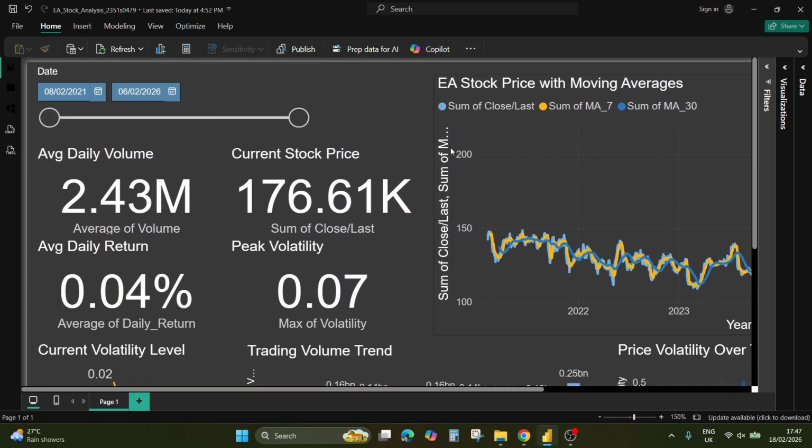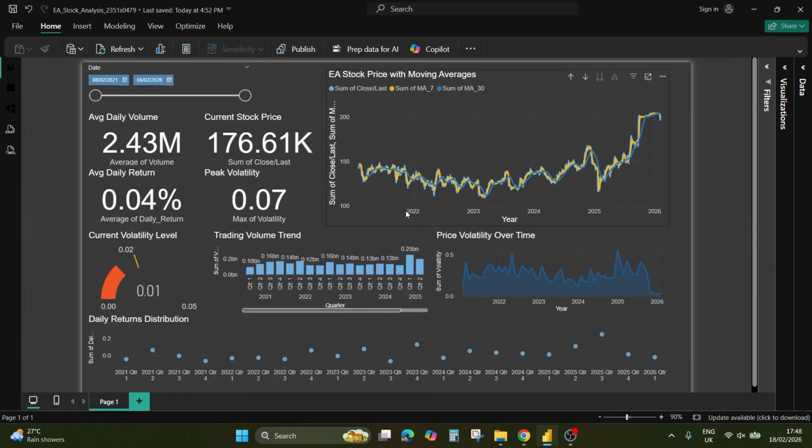The date slicer enables interactive filtering for financial analysts who want to examine specific periods, like around a major game release or earnings announcement. They can select date ranges to see how market dynamics shifted. Let me show you the entire dashboard now. So the final dashboard looks like this.